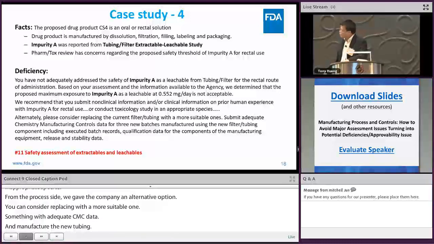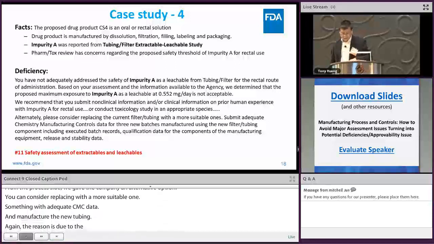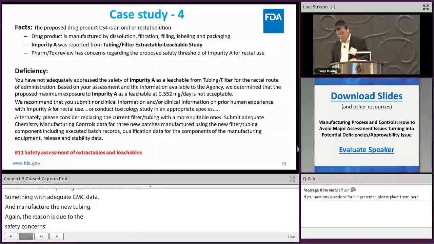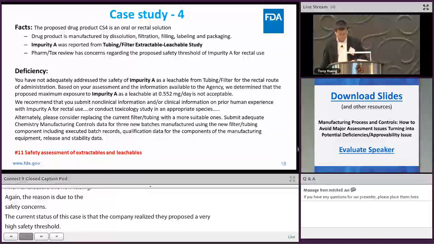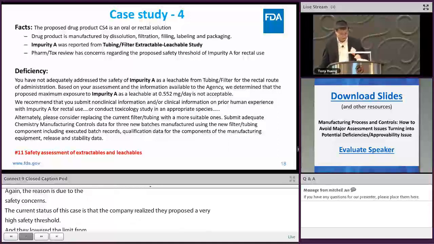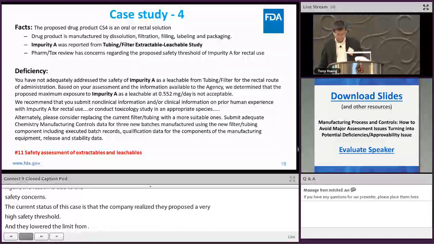The current status of this case is that the company realized that they proposed a very high safety threshold, and they voluntarily lowered the limit from 552 to about 100 based on their data. And our pharmacotox colleagues regarded that as acceptable. So this one is resolved.